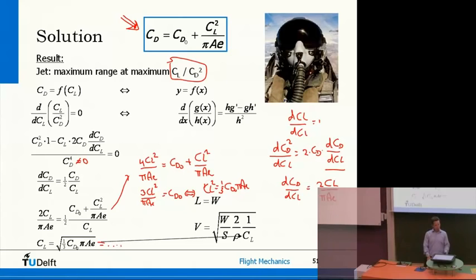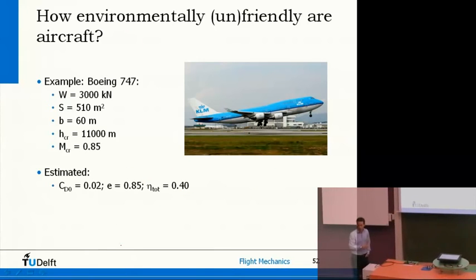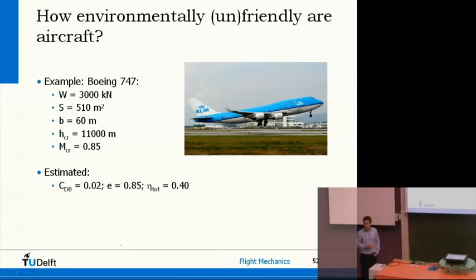And now you may wonder, okay, we've been looking at range. How much fuel do you actually need to go from A to B? So just as an example, you don't have to write it down. I just gathered some numbers for a given aircraft, a Boeing 747. And the question now would be, is this aircraft now more efficient than a car or not? So I just looked up some variables. You can simply find them on the internet or in a book.